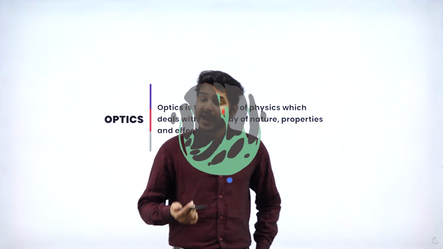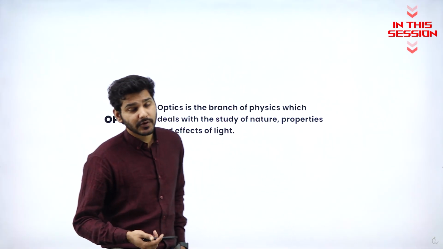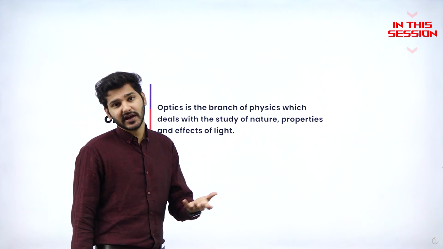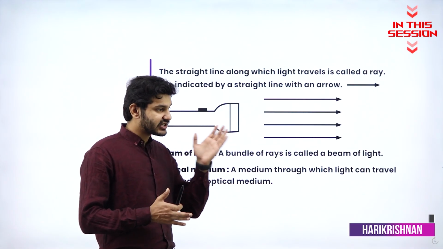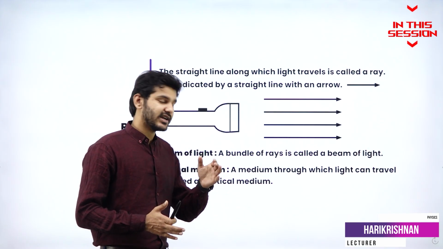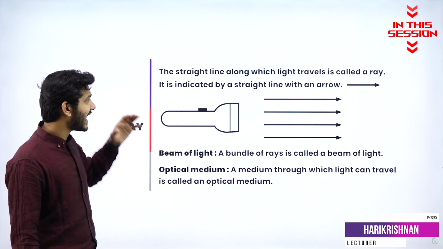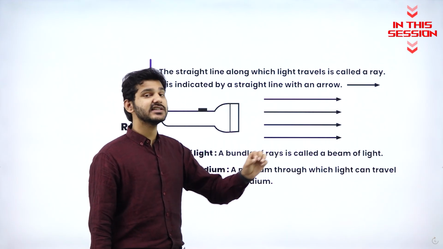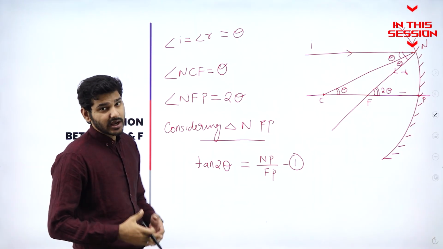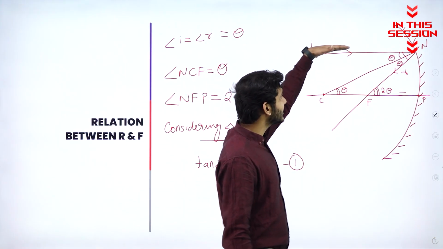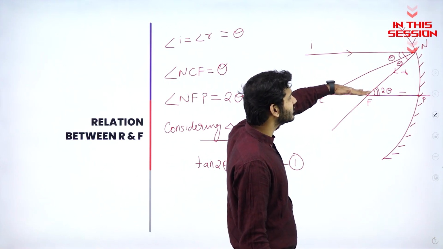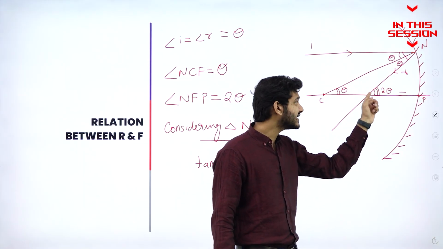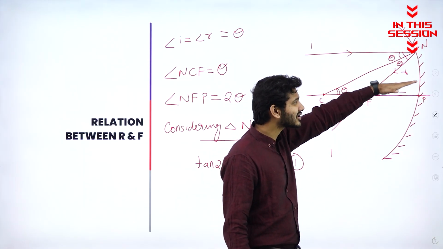So optics is the branch of physics which deals with the properties and phenomena of light and the effects of light. A ray is nothing but a straight line motion of light. That is, we assume light to be a particle and it is traveling in a straight line, then we can say that, okay, that is a ray of light. Now again, you have to also remember that this particular line is very close to the principal axis, right? It is very close, which means this particular angle is now actually very small.